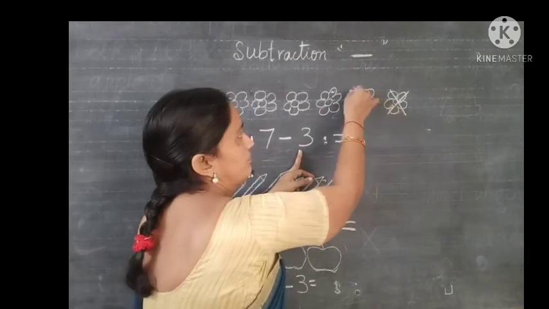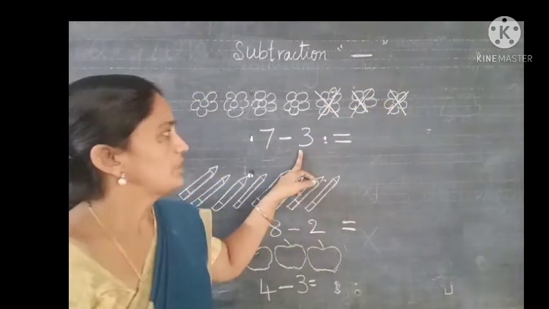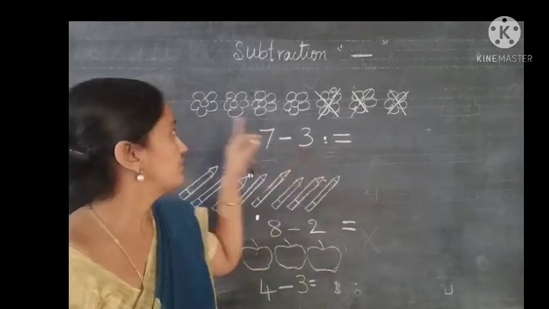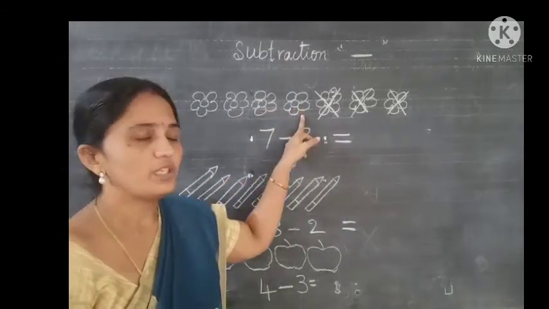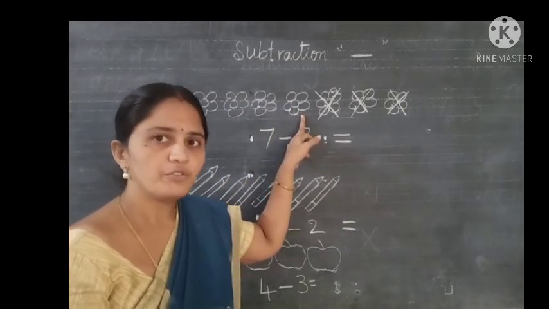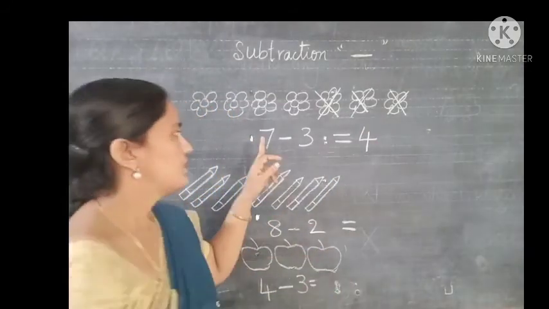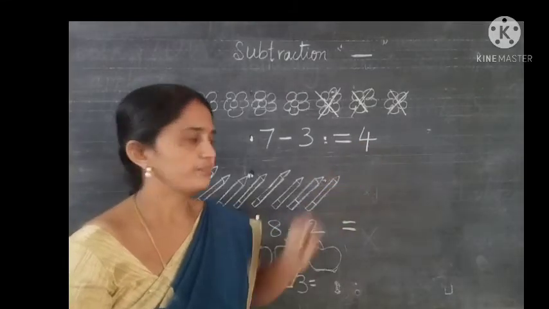1, 2, 3. We cross out 3 flowers. Now how many flowers are left? 1, 2, 3, 4. How many flowers are left? 4. 4 is the answer. So 7 minus 3 equal to 4.